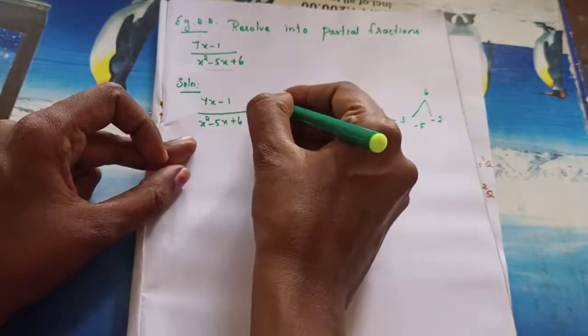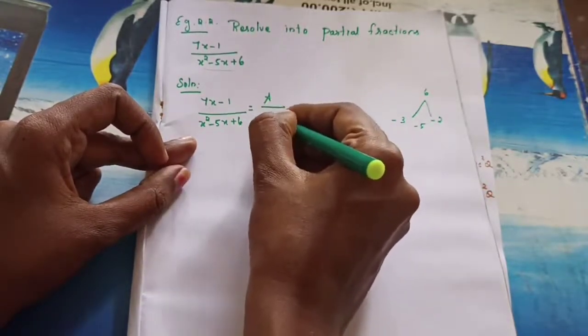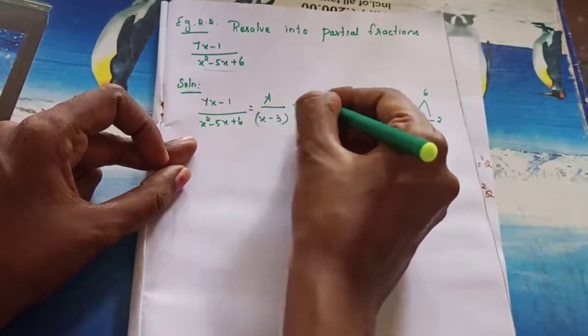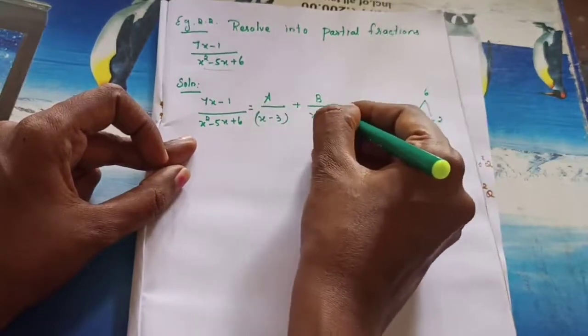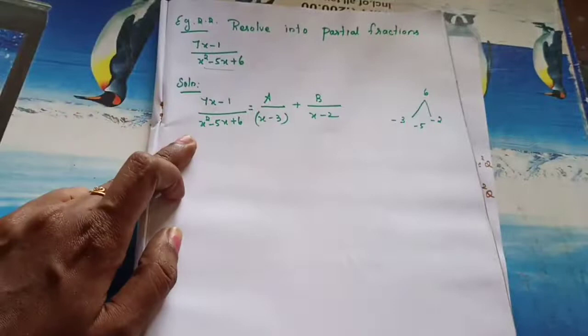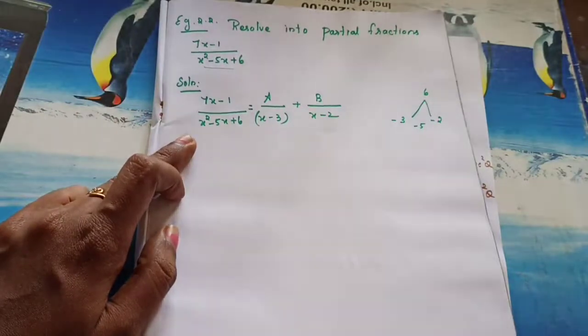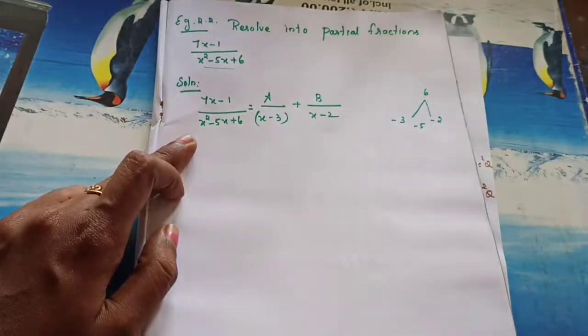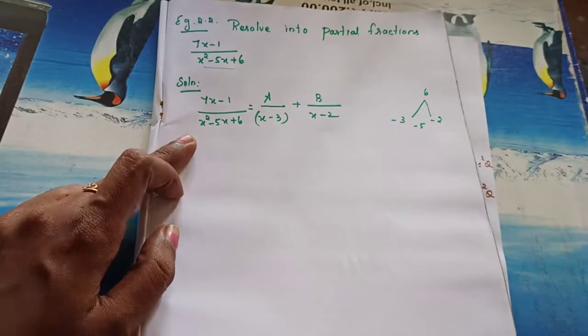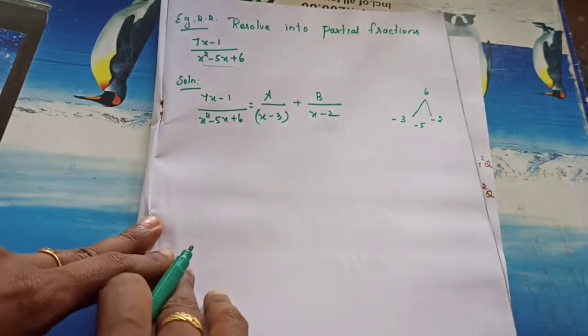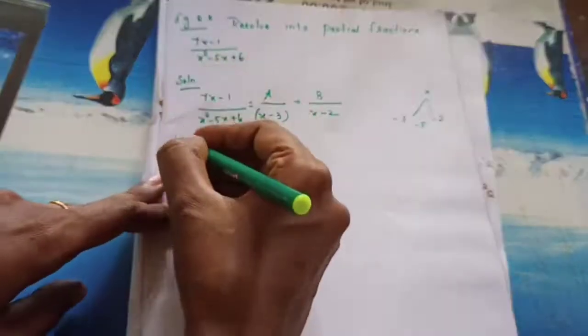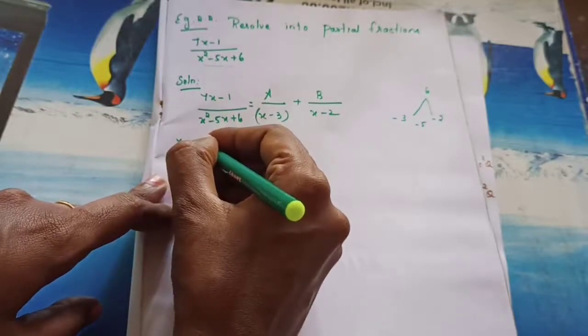Now write down 7x minus 1 divided by x square minus 5x plus 6 is equal to, how will we split? A by x minus 3, another one plus b by x minus 2. Understand? A by x minus 3 plus b by x minus 2. Okay. So now what will you do? Same as last one.